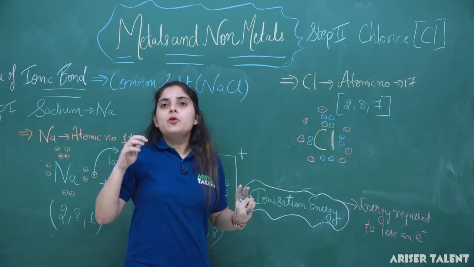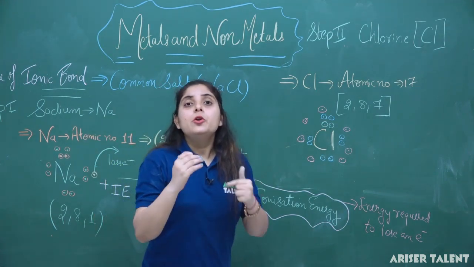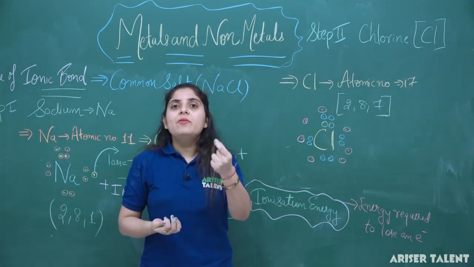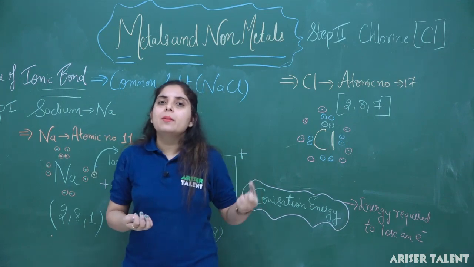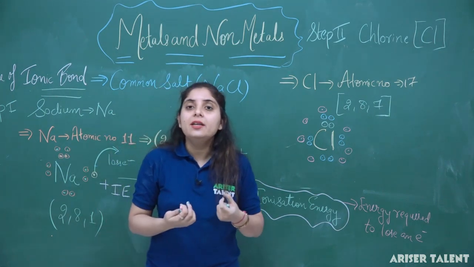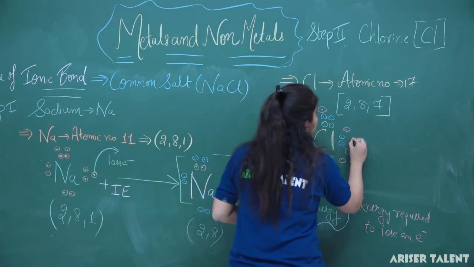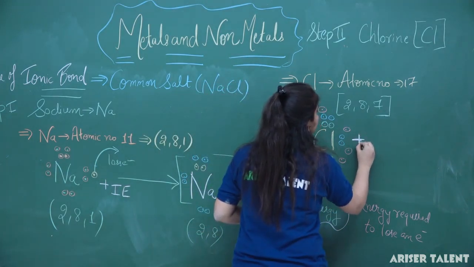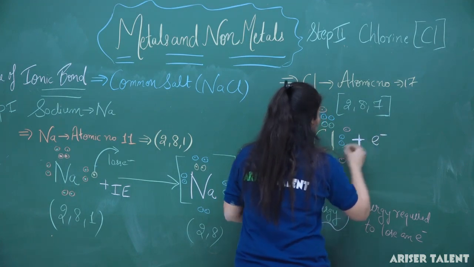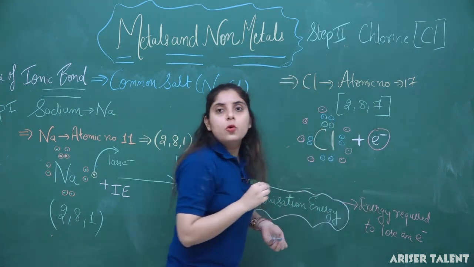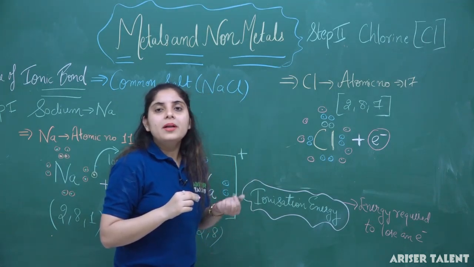So this is the electronic structure for chlorine: 2 electrons, 8 electrons and 7 electrons in the outermost shell. It will not be possible for chlorine to release 7 electrons to attain extra stability. It will take 1 electron from the neighboring atom to complete its octet to form a stable compound. So what will sodium do? Sodium will give 1 electron, and that 1 electron will be taken by chlorine to form its octet.